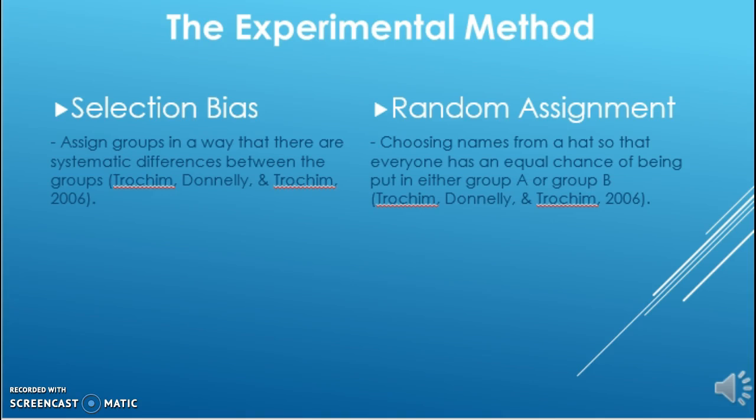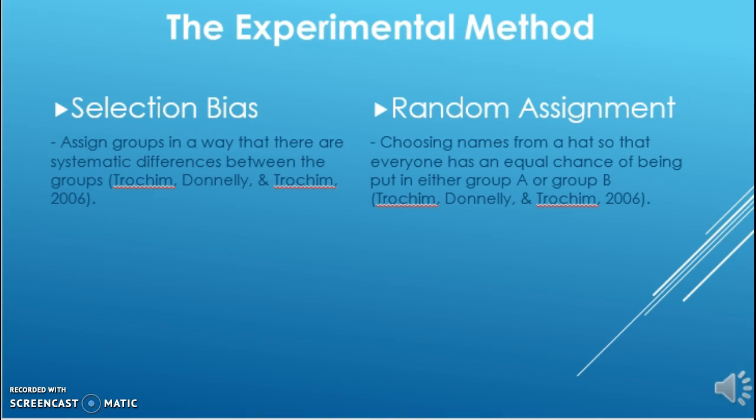Selection bias is when we assign groups in a way that there are systematic differences between the groups, such as everyone from the same school, same socioeconomic statuses, gender, race, such as Caucasians in one group and all other races in another. Random assignment would be like choosing names from a hat, so that everyone has an equal chance of being put in either Group A or Group B. This will help to ensure that both groups are similar as much as possible.